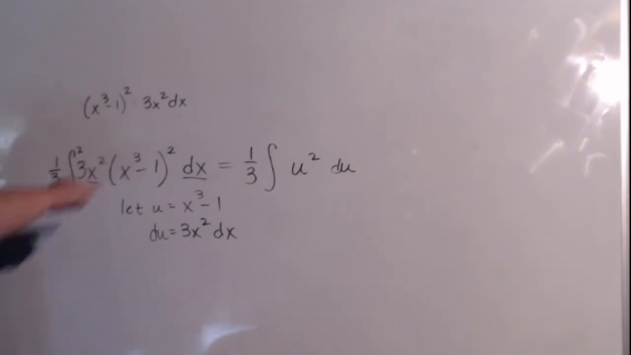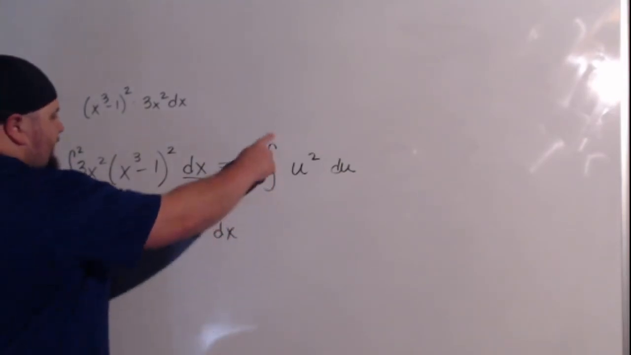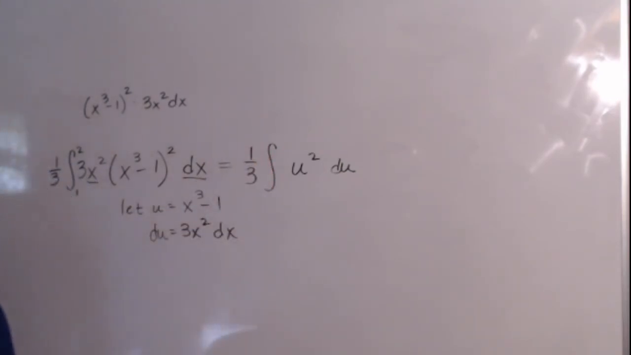So notice I haven't written the bounds yet. There are two ways to continue. I can put placeholders here, a and b, and when I convert back to x, I can plug in 1 and 2. Or I can change the bounds.